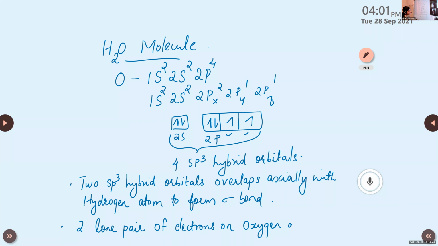In the previous case, in the NH3 molecule, there was only 1 lone pair of electrons, but here there are 2 lone pairs of electrons on the oxygen atom. So according to this sp3 hybridization, the proper geometry is tetrahedral and the bond angle is 109.5 degrees. But here also there will be a change in the bond angle and the geometry due to the presence of this lone pair of electrons.